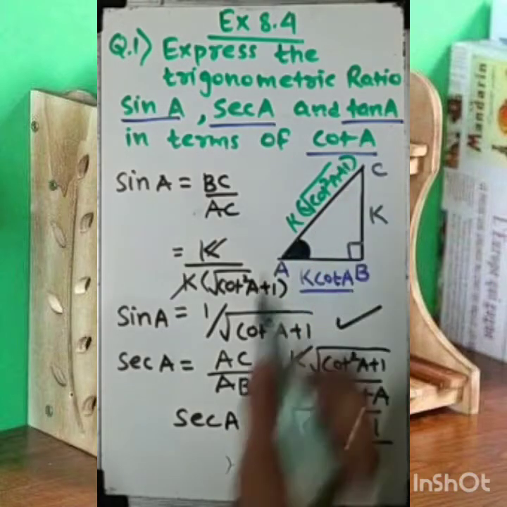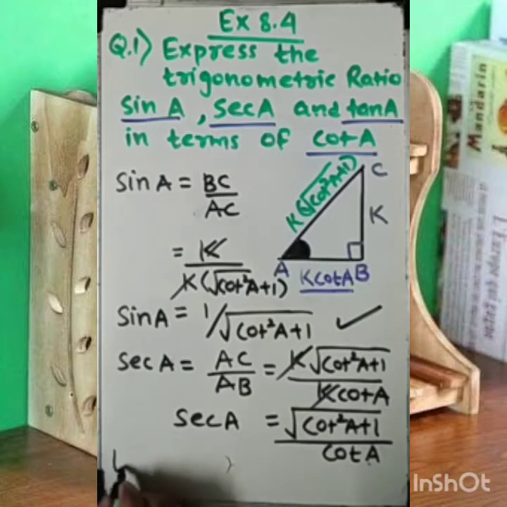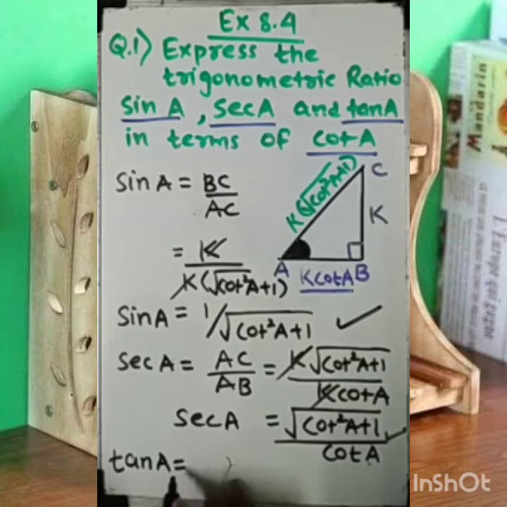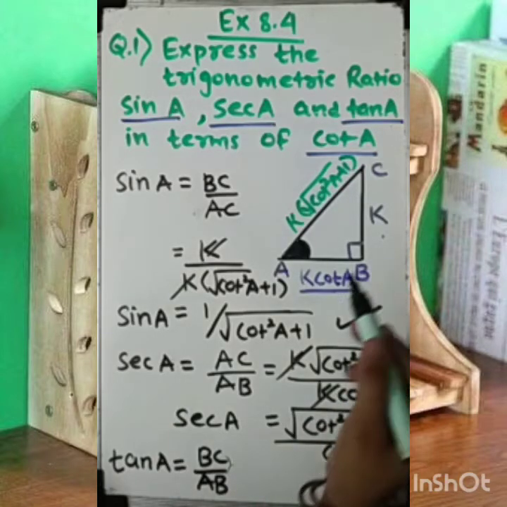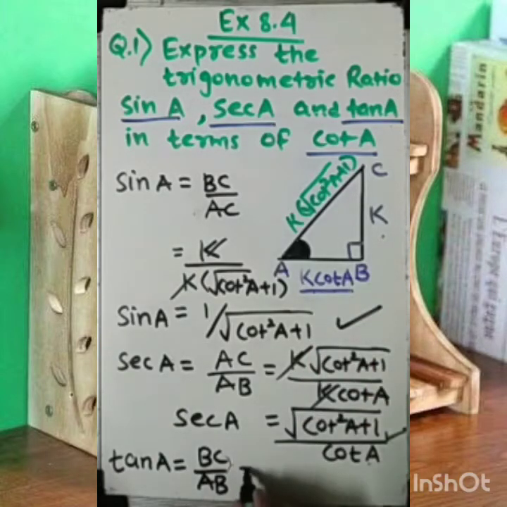Now tan A. Let's focus on the third value. This was our second value. Now I'm mentioning tan A. Dear student, you know very well tan means BC upon AB. That is perpendicular upon base. So I need to mention K upon K cot A. K upon K cot A, K K cancel.